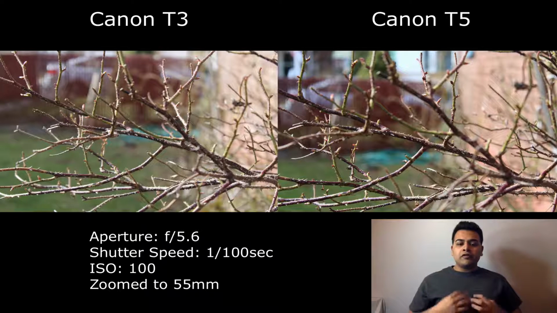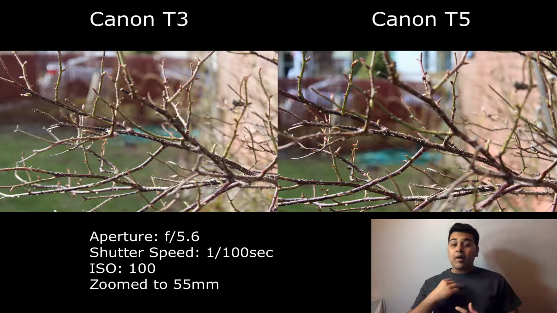On the screen are the first set of photos I've taken with the T3 and the T5. On the right is the T5, and the colors on the T5 photo pop out a lot more. There's a lot more contrast, and it just looks a lot more crisp and clear. On the left side is the T3, and the colors are kind of dead. There's not that much contrast going.